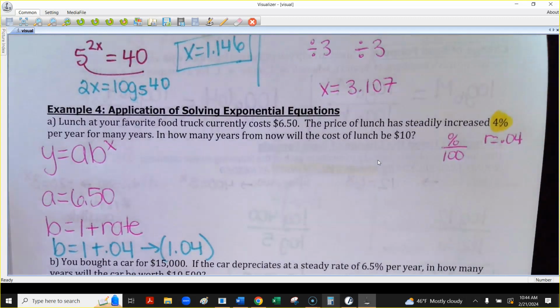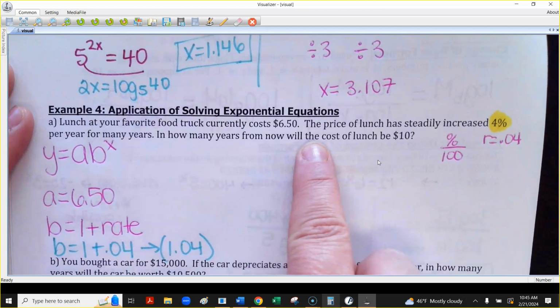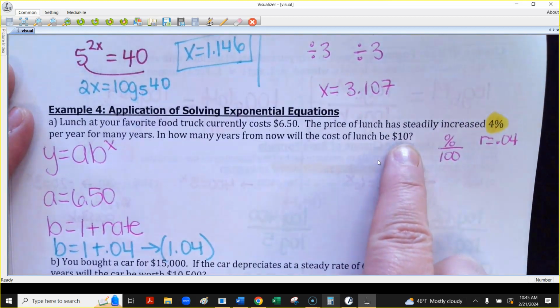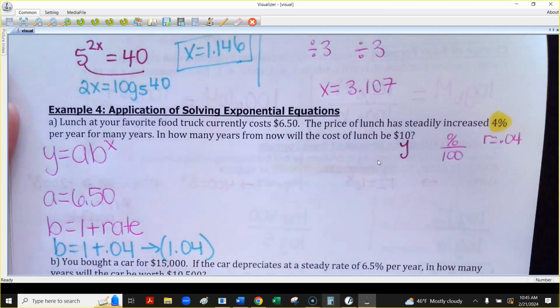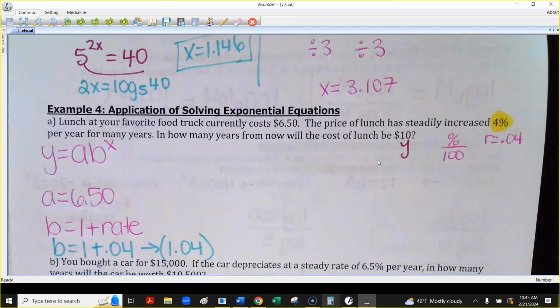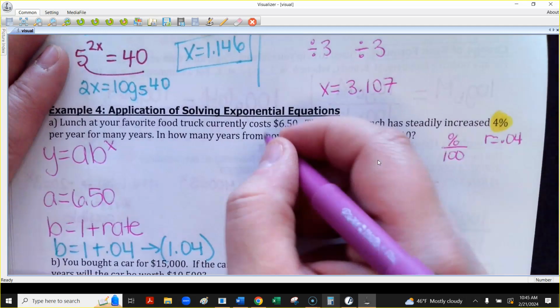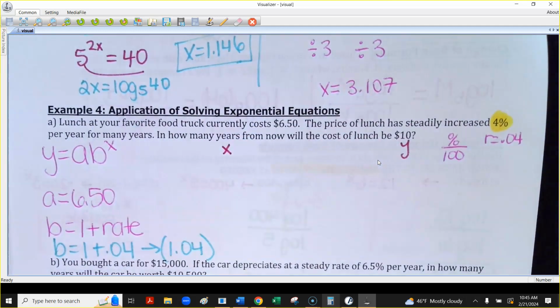Okay, it says, in how many years from now will the cost be $10? The $10 is going to be the y value, and we're going to solve for how many years. That's going to be the time. In all the questions we did earlier in the unit, I was asking what this is worth in 10 years, or in 15 years. So this is working backwards, and you're going to actually determine the time, which means you have to solve an exponential here.